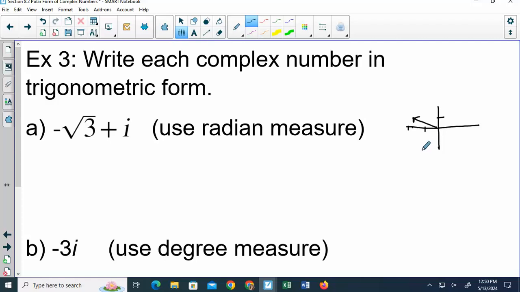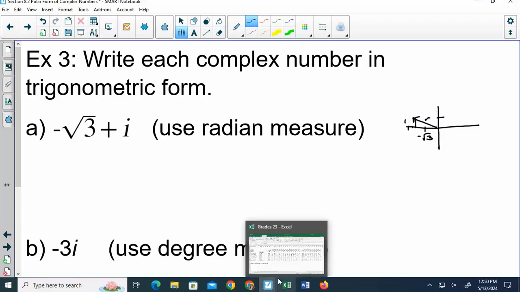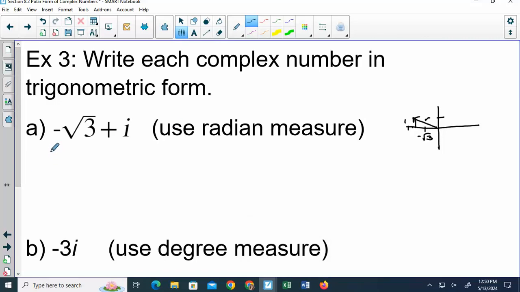If I am trying to find r, you can think to your formulas, you can think to your picture. This side is a negative radical 3, this is a 1, r is the hypotenuse. So this is something we've done all semester long. How do we find r? A squared plus b squared equals c squared.